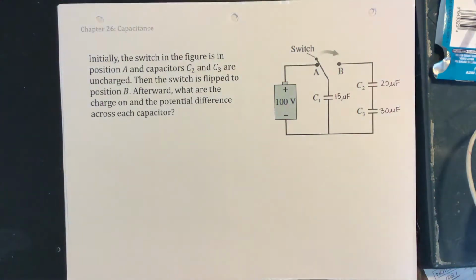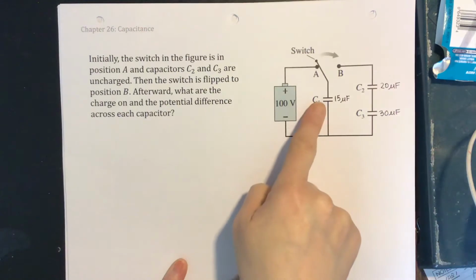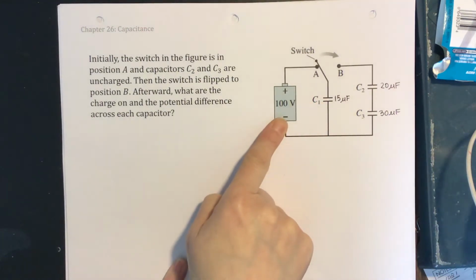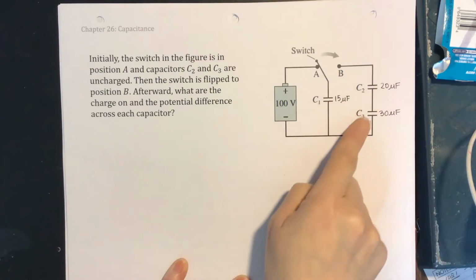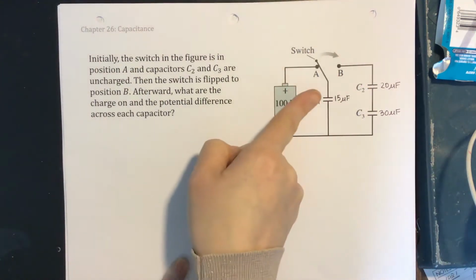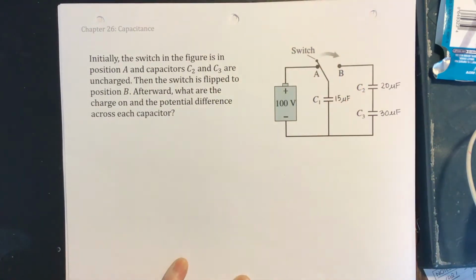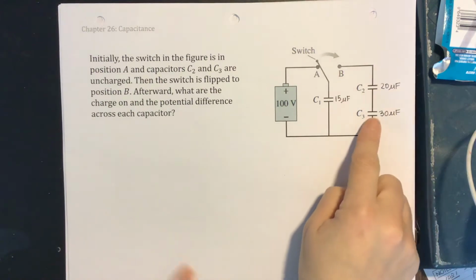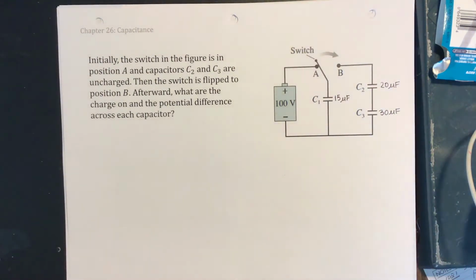In this problem, initially we have a switch flipped over here to side A. So this capacitor is hooked up to the battery, charge is allowed to flow, and this capacitor is allowed to charge. And also initially C1 and C2 and C3 are uncharged. After this guy is charged, we flip the switch and then we let charge flow, and we ask what charge ends up now on each of the capacitors and what's the potential difference across each of the capacitors.